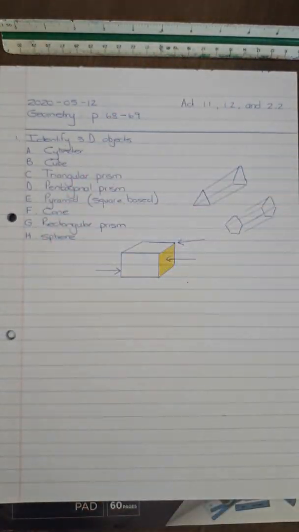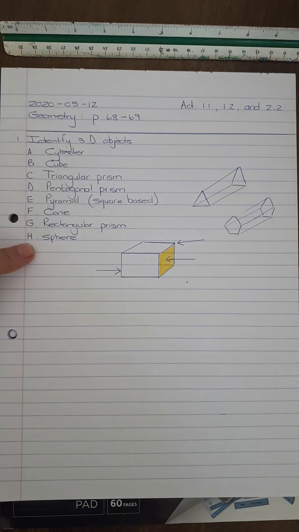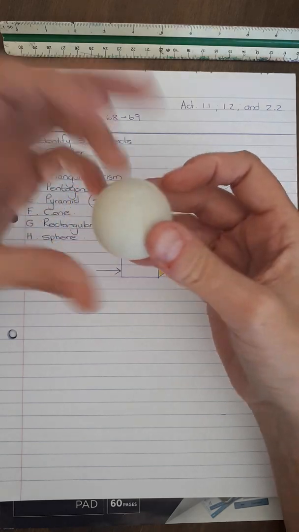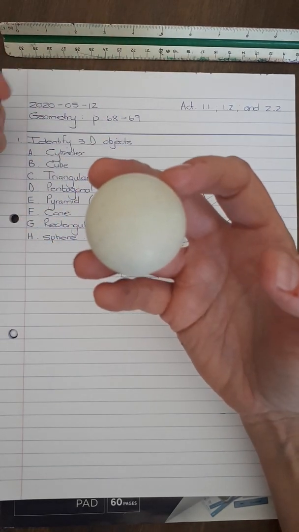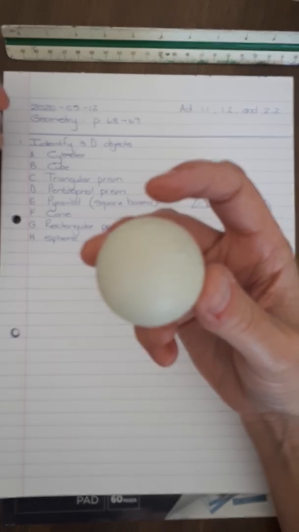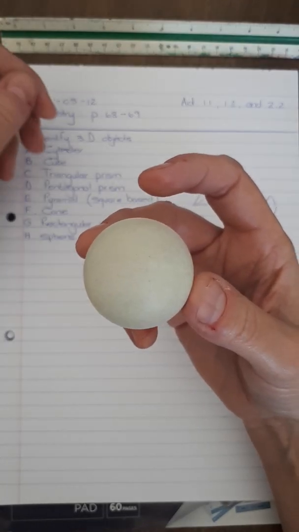Okay. Now we talk about a sphere. Now, some of you will make the mistake. When I'm talking about a 3D object, I will call a sphere something like a ball. If you say a circle, it's incorrect because that's a 2D shape.